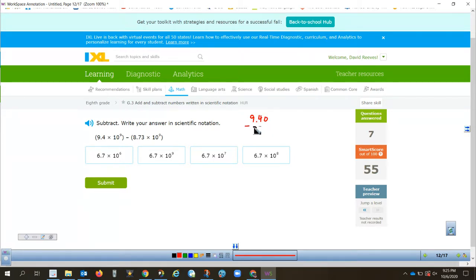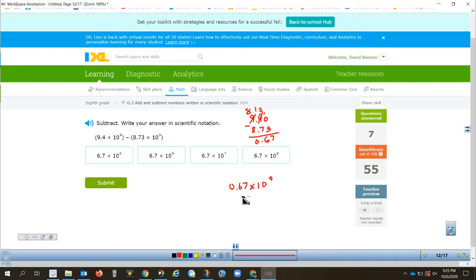9.40 minus 8.73. Here we go. We're going to have to borrow, right? 10 minus 3 is 7. We're going to have to borrow again. 13 minus 7 is 6. 8 minus 8 is 0. So we get 0.67 times 10 to the ninth power, right? That's what our powers were.